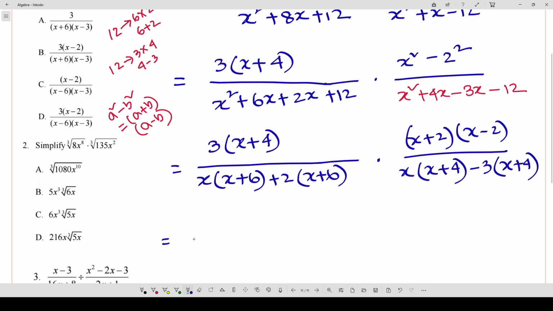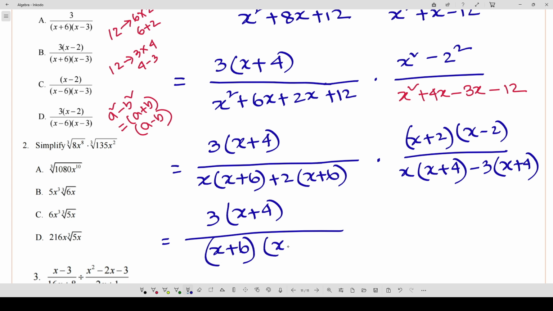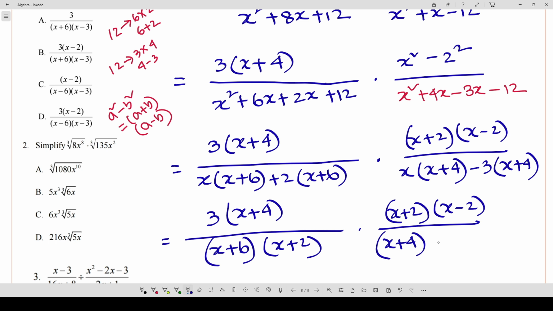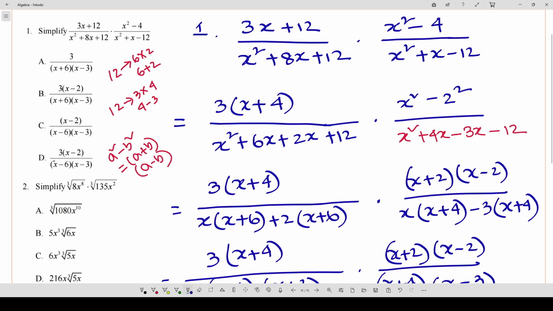Now 3 times x plus 4, and here will be x plus 6 times x plus 6, times x plus 2 times x minus 2, and here x plus 4 times x minus 3, right? So we have some options a, b, c, d. We have to find out which one is correct.